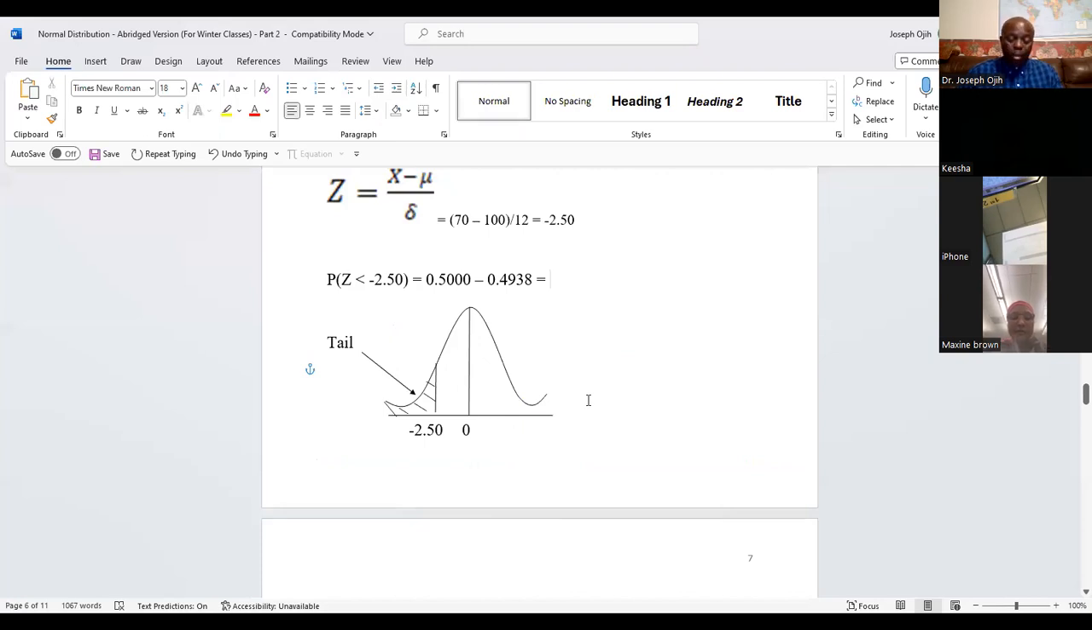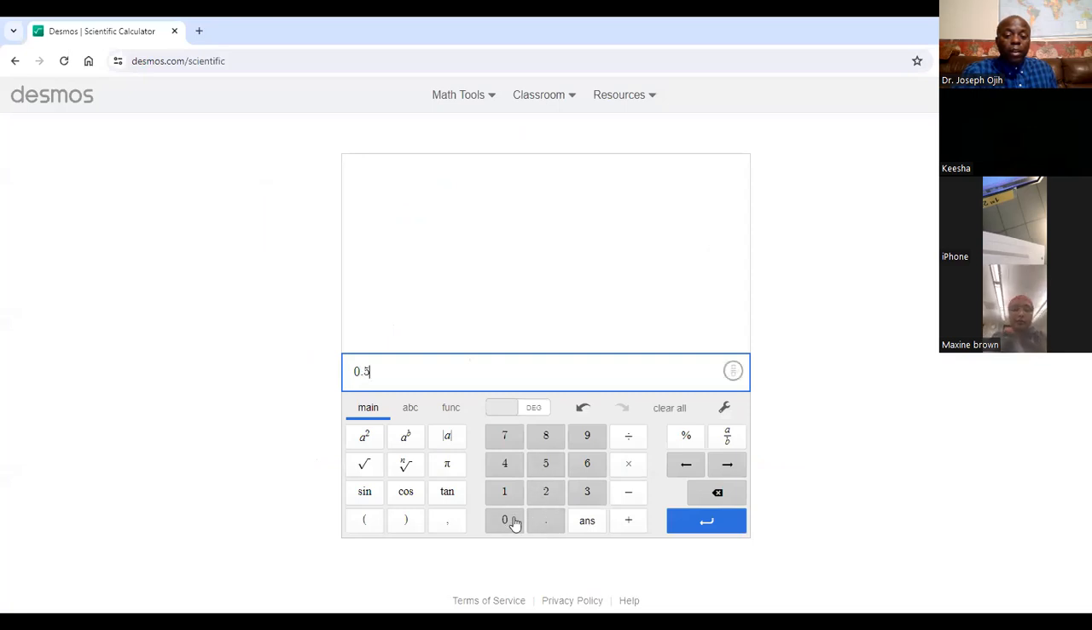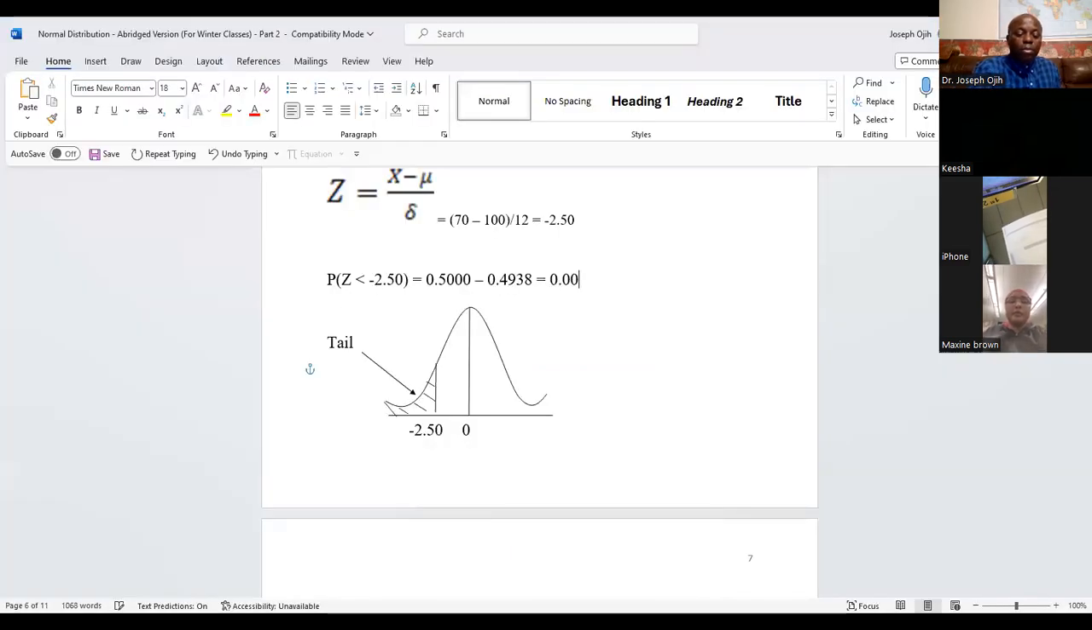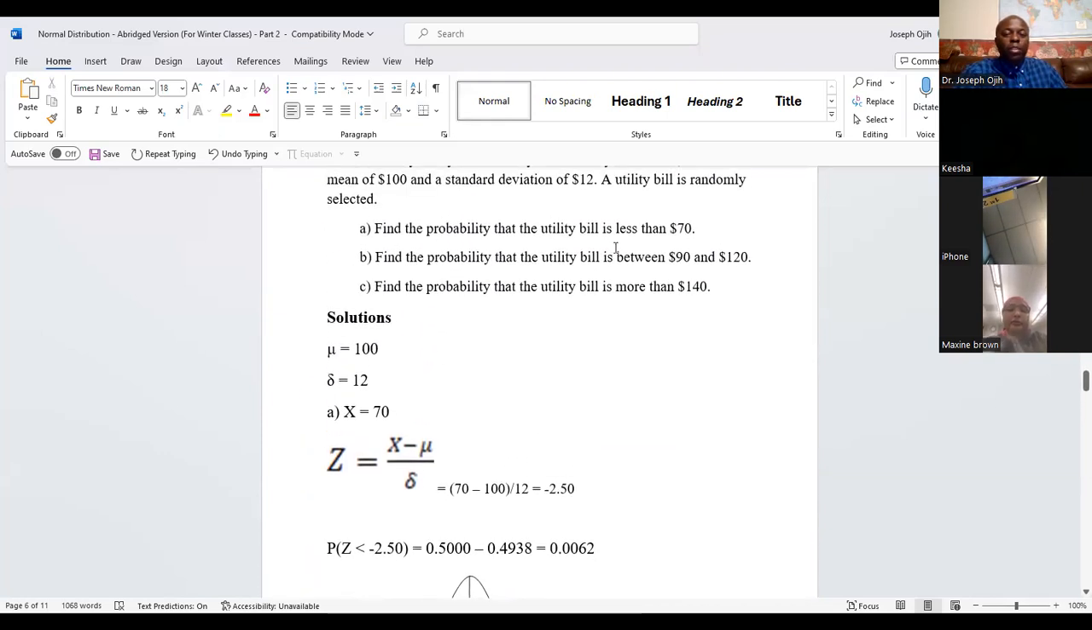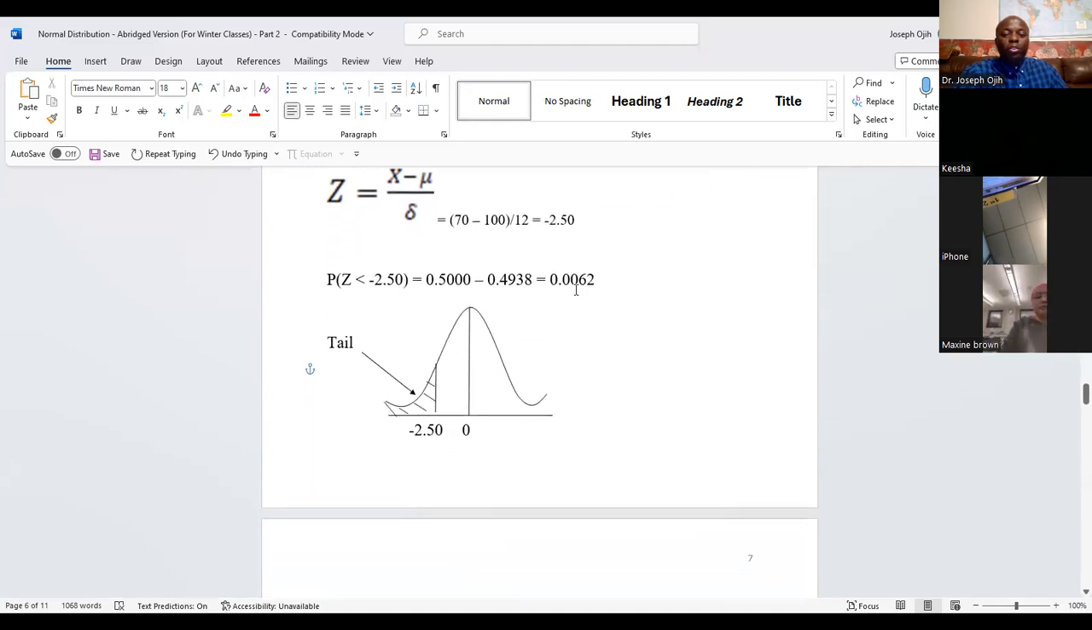Let me write that down on paper and put it on a calculator. 0.500 minus 0.4938, so that we can get the final answer for that question. So you have 0.5 minus 0.4938, which is 0.0062. So the probability that the utility bill is less than $70 is 0.0062.